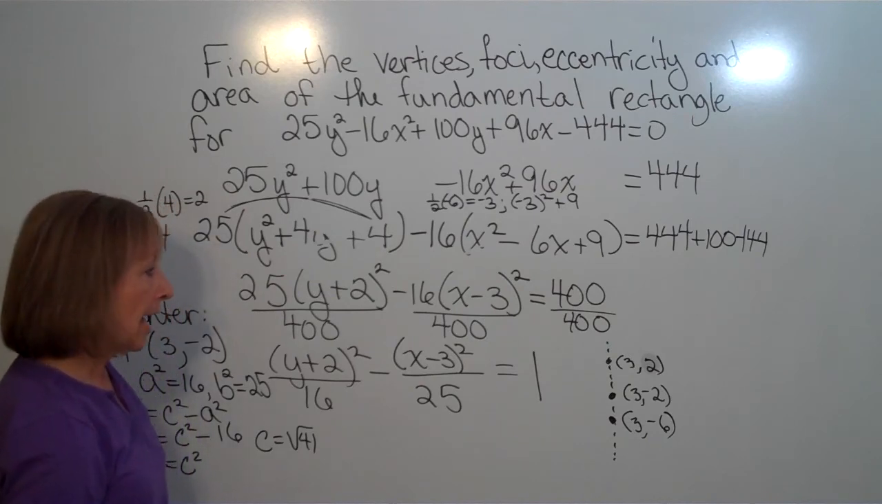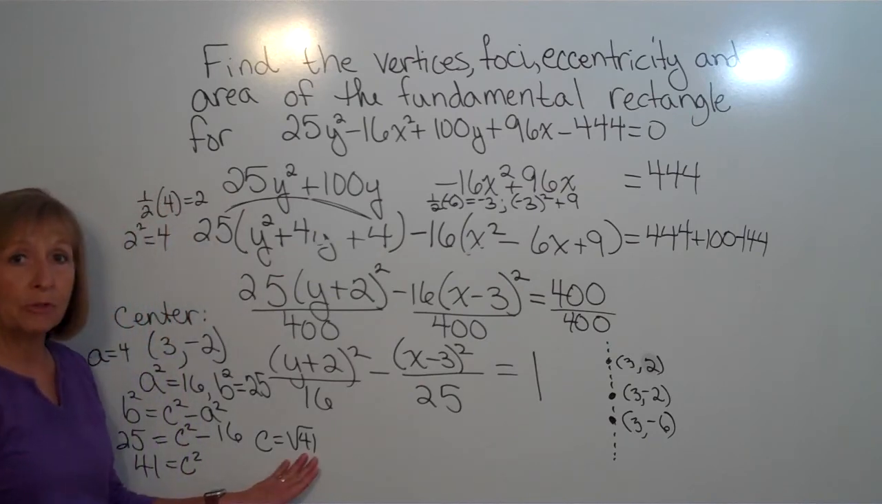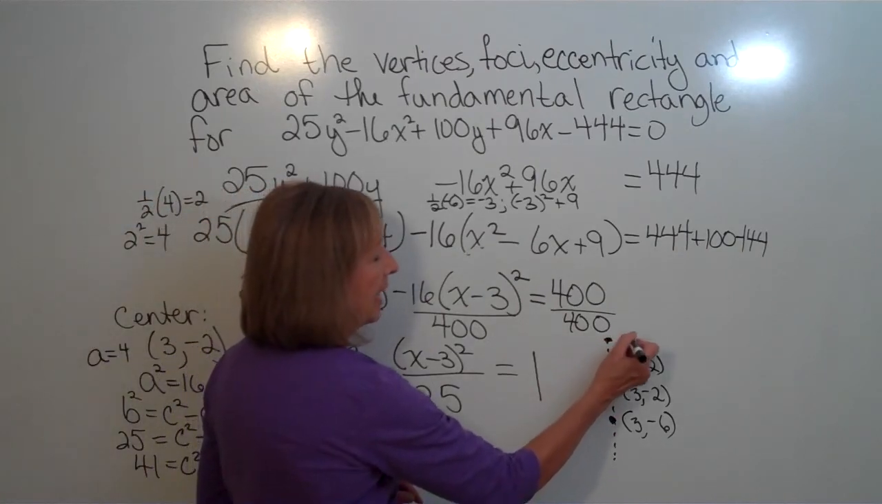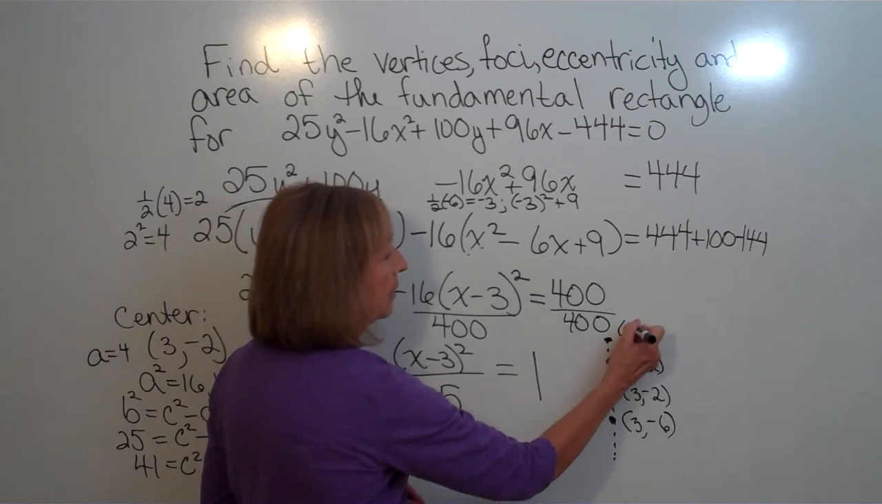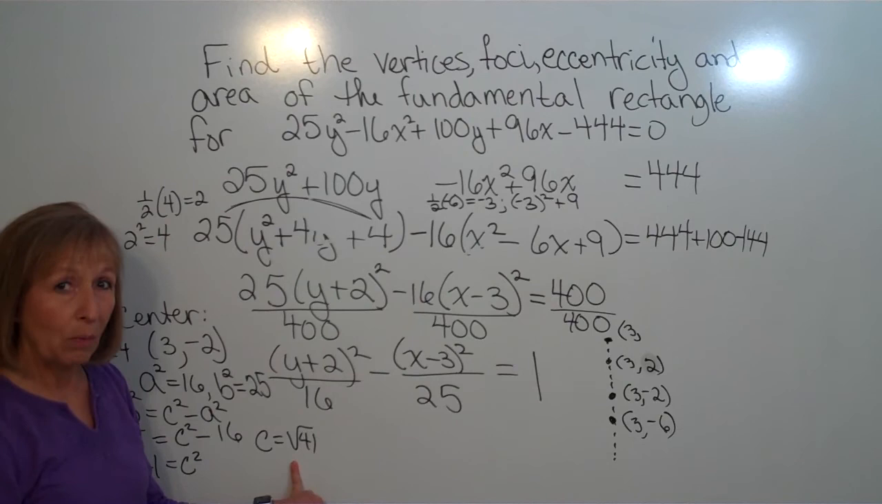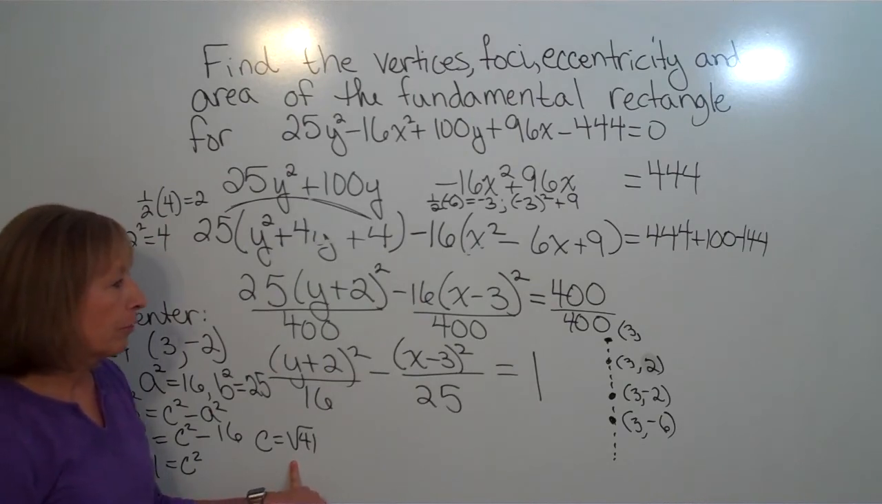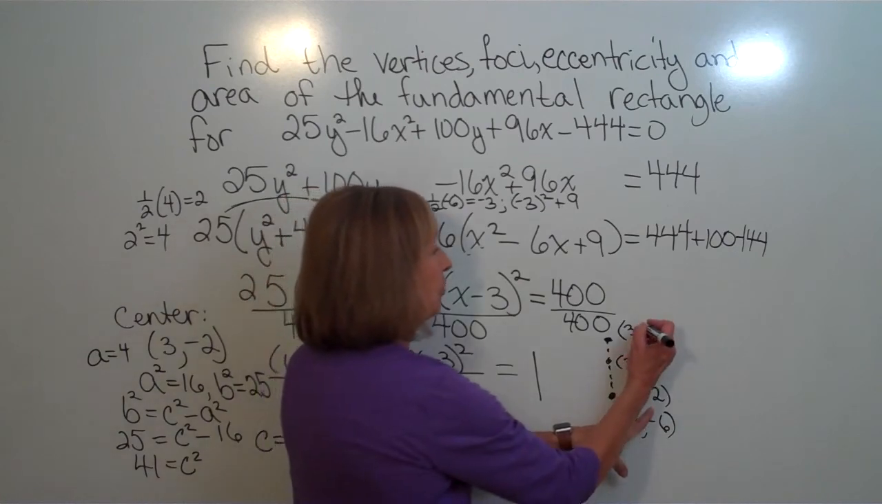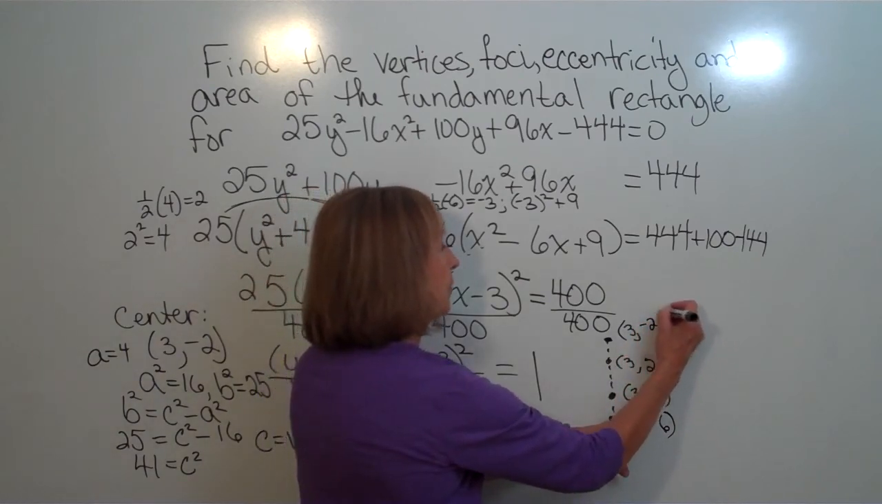My foci are add and subtract c from your center. And again, because we're going vertically, we're going to have our foci at 3, but my c is the square root of 41. So to add the square root of 41 to negative 2 and leave it exact, I'm going to actually write negative 2 plus the square root of 41.